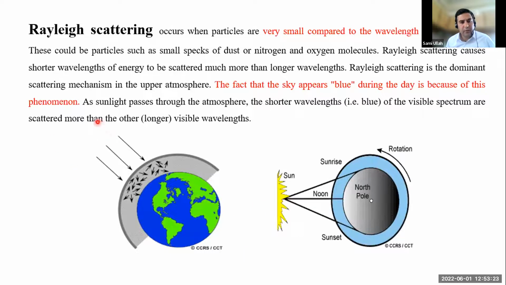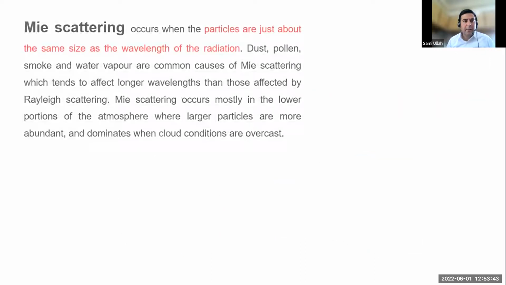Here you can see the light is coming from the sun, and this is space, and this is the redirection of the electromagnetic radiation in the atmosphere. This redirection of electromagnetic radiation into different directions is scattering, and this one is Rayleigh scattering.